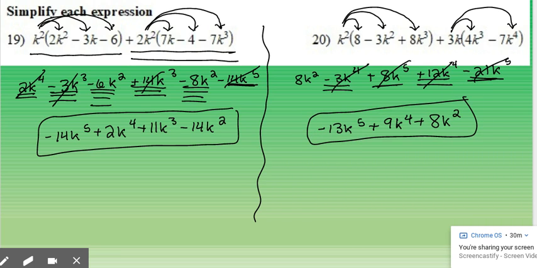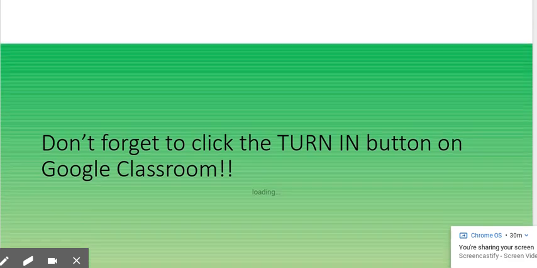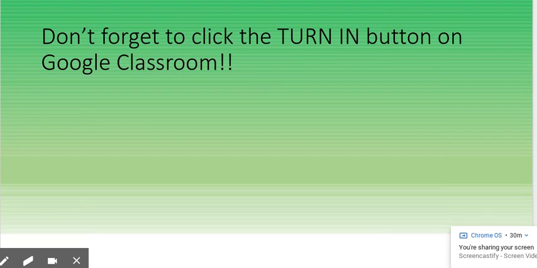Okay. Now, again, make sure that you are done with the entire worksheet, and please don't forget to click the turn in button. If you're doing it on Kami, guys, it should be saving automatically onto Kami. So there's really not much else that you need to do, but go back to Google Classroom and click turn in.